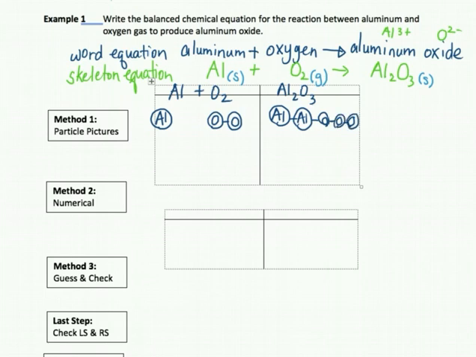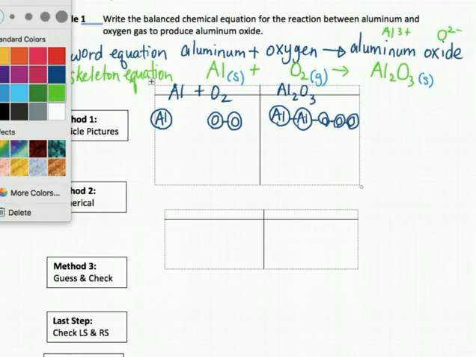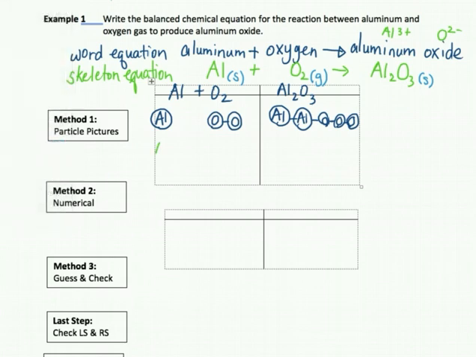Okay, so we're trying to balance it out. I'll change to a different color here. I have 2 aluminums on this side, and I only have 1, so I'm going to balance it out by drawing another aluminum. Now I have 2 aluminums, balanced there. But we have 2 oxygens here and 3 oxygens here, so I need to add another oxygen here to balance it out.